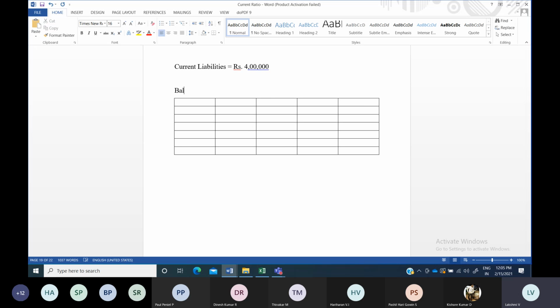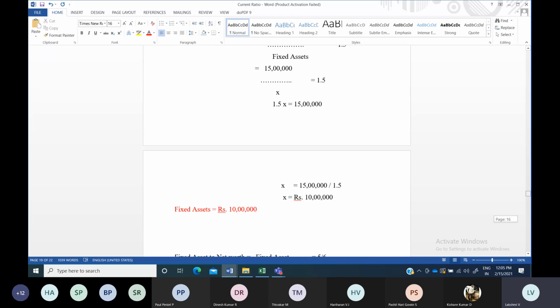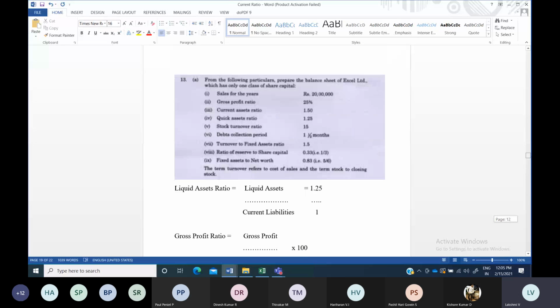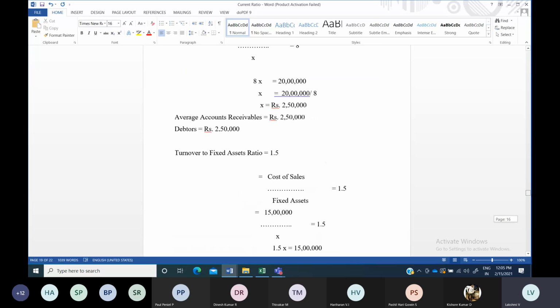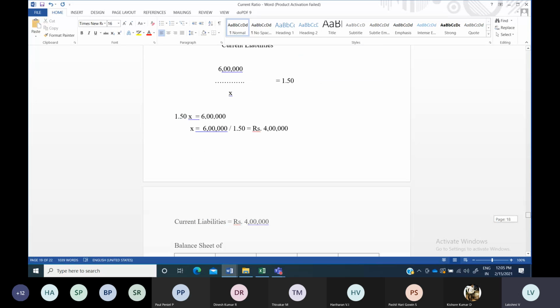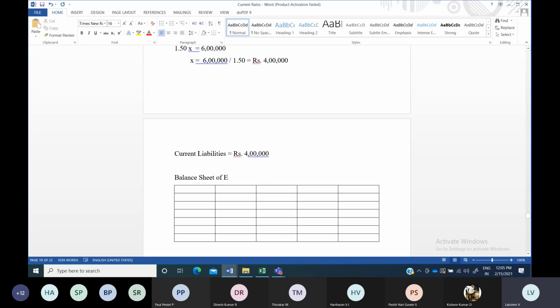So as usual, for the balance sheet heading, you have to write the balance sheet of that person's name or company's name, whatever is given in the question, and follow that same. Excel limited. If a particular year is given, you have to use "as on" or "for the year ended". Nothing is given here, just Excel limited, so write only that. If any particular date is given, you have to mention all those things.